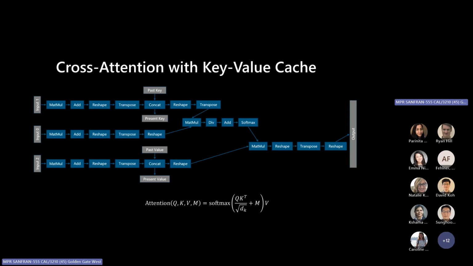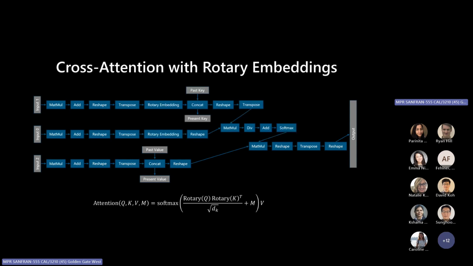You have your past key and your past value. Your concatenation operation will take the output from these paths that are generating that 41st column, concatenate them together as your present key and present value, and then you can reuse those outputs as your inputs when you want to generate your 42nd token. Then there's cross-attention with the rotary embeddings.